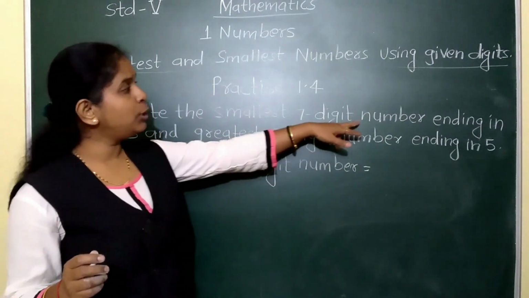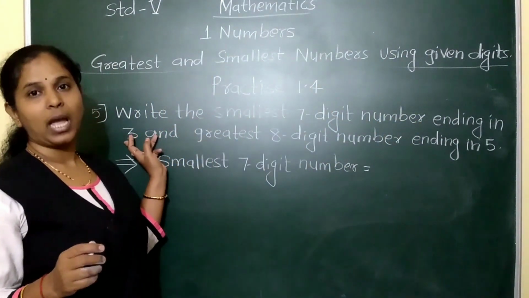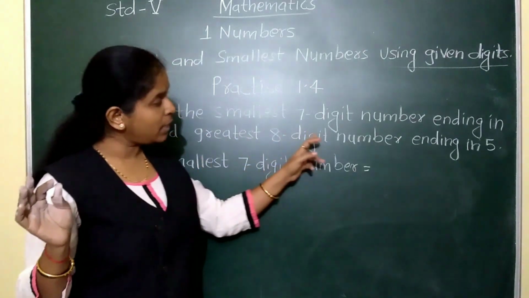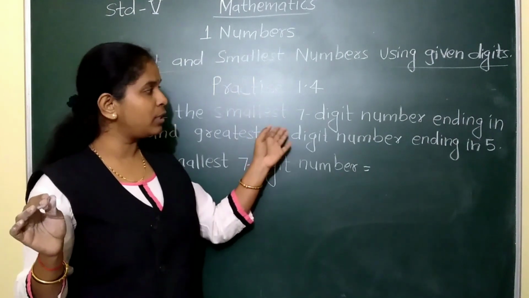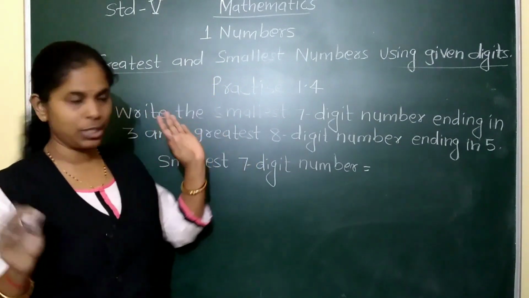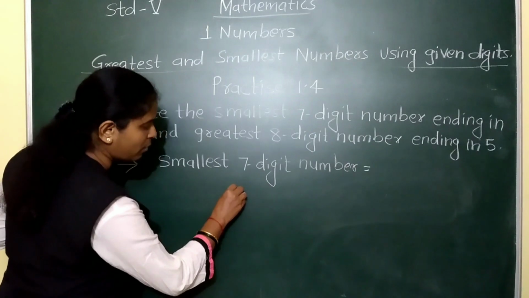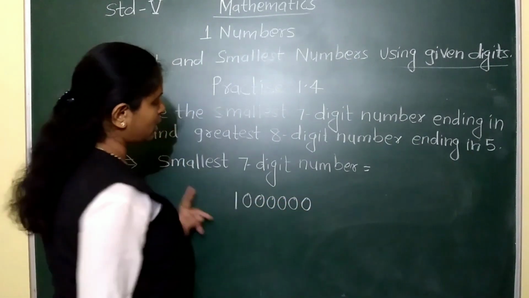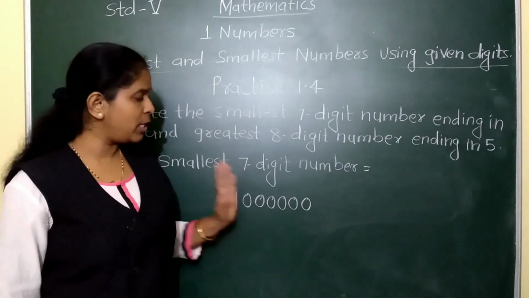So here smallest 7-digit number we have to write. But it should end with 3. At the end of the number there should be 3. And greatest 8-digit number we have to make. At the end of that 8-digit number, greatest 8-digit number, 5 must be there. Okay, this is the condition. So smallest 7-digit number. What is the smallest 7-digit number here? This is the smallest, 10 lakh. This is the smallest 7-digit number.